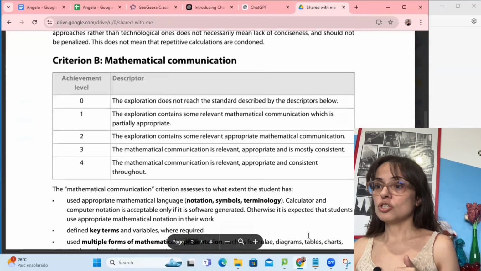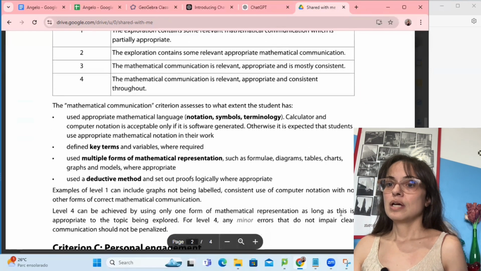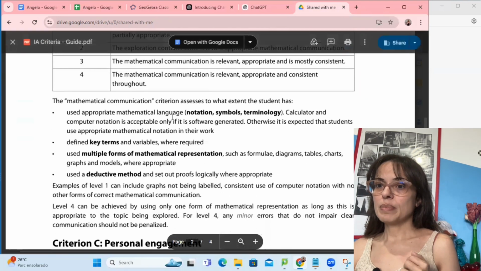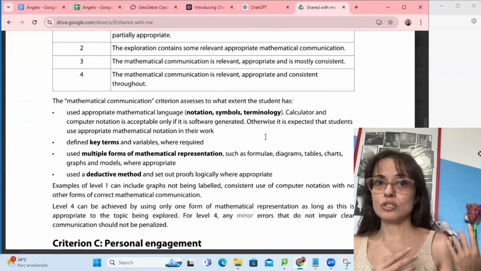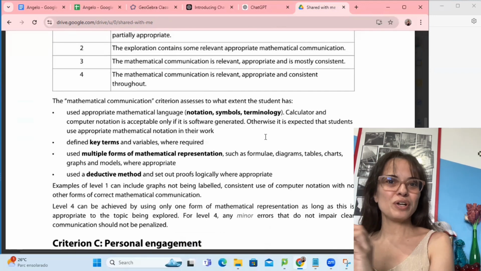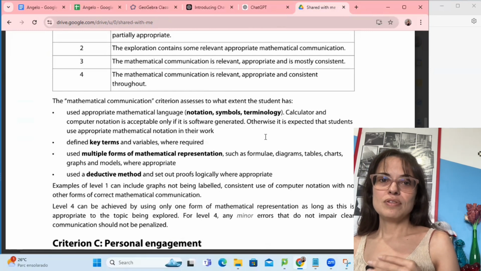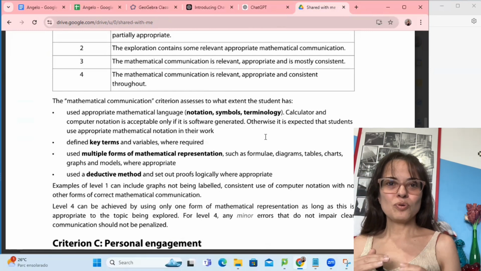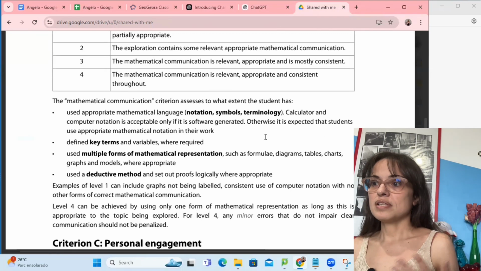Mathematical communication, the keywords are relevant, appropriate, and consistent. So mathematical language, notation, symbols, terminology. I mentioned these things throughout the video. The notation for h_k(x), for example. The terminology: this function is increasing more slowly because it is concave down. So I'm using these things.